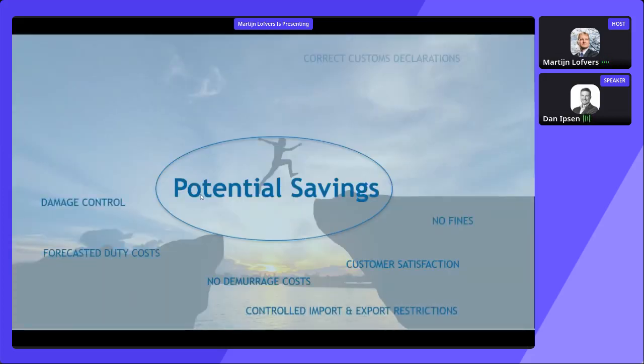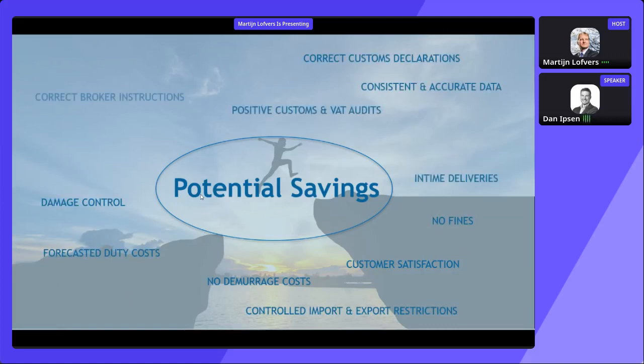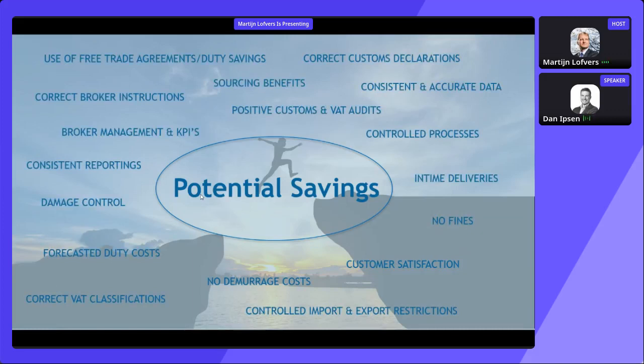There are many potential savings, just like with the risks we went through before. Some of the ones to highlight could be free trade agreements, making sure that you can import easier or potentially cheaper into some markets. And again, you optimize, you increase the number of FTAs that you can use if you have manufacturing sites in different parts of the world for optimization.